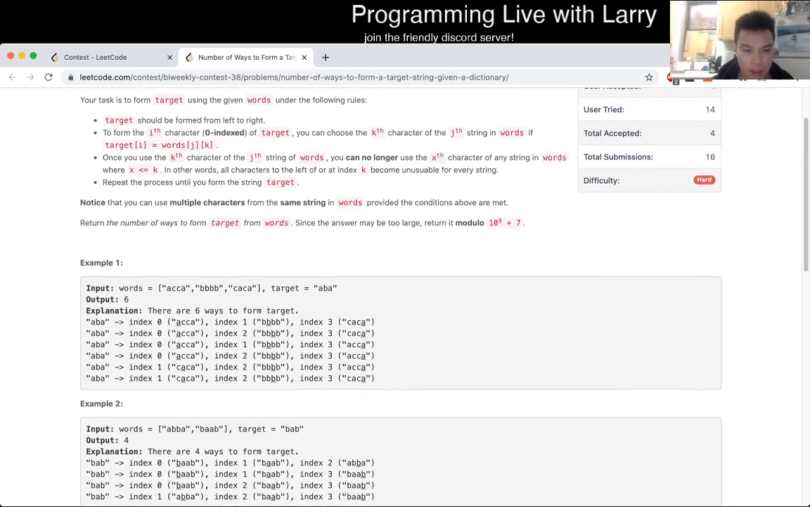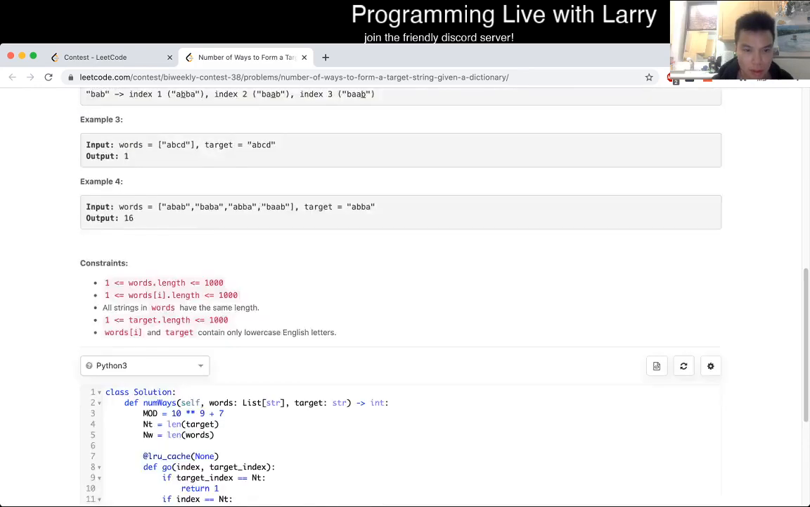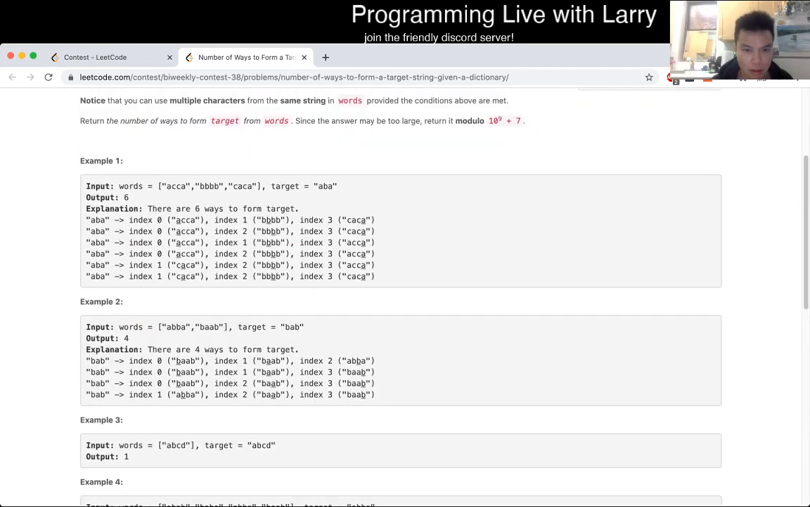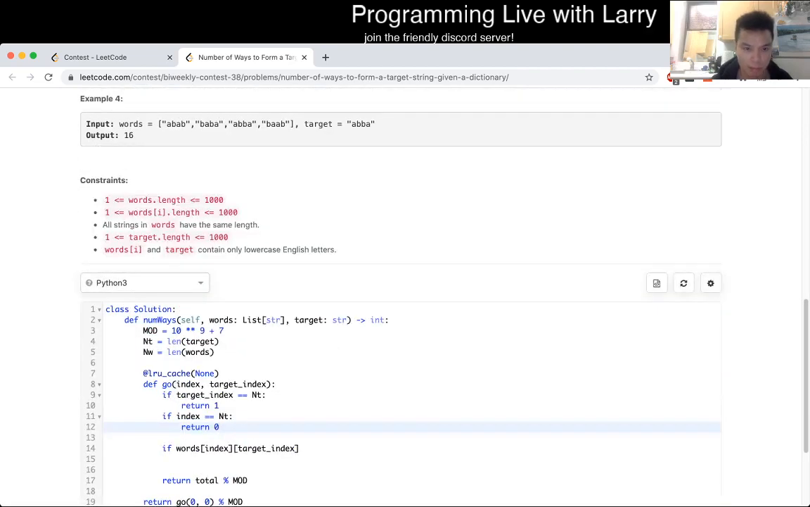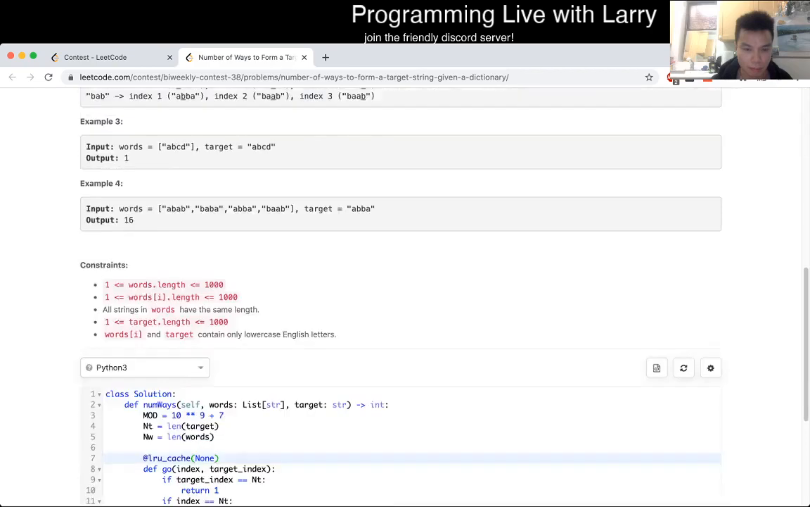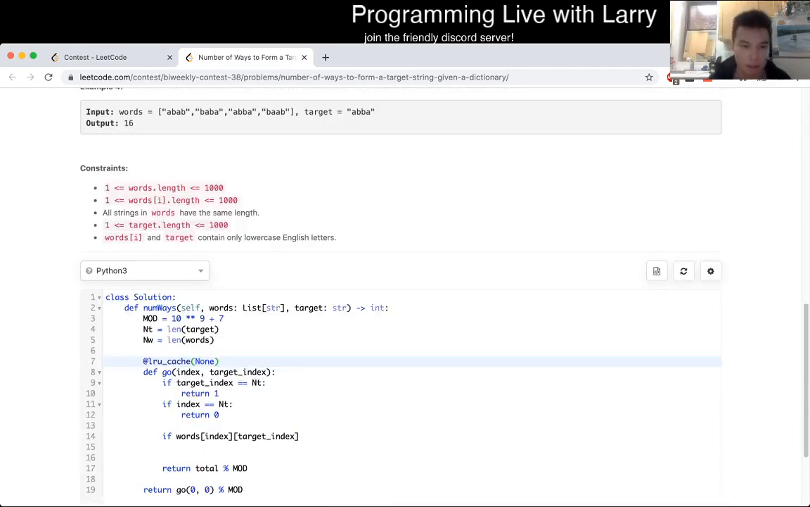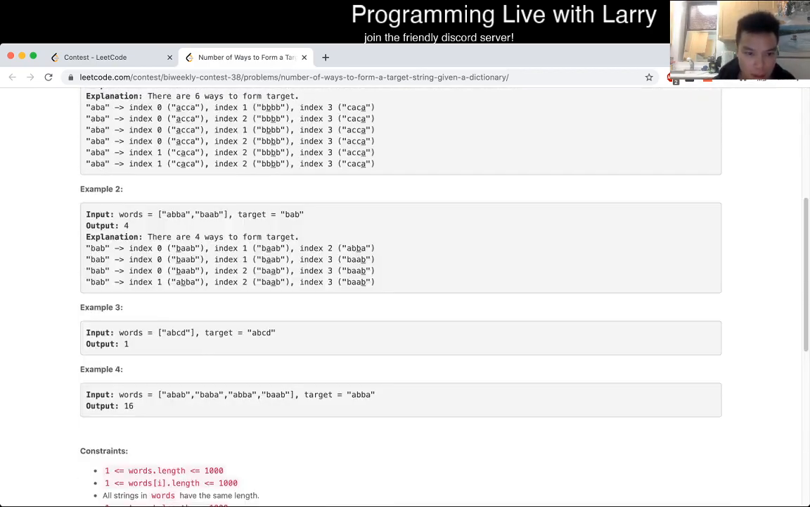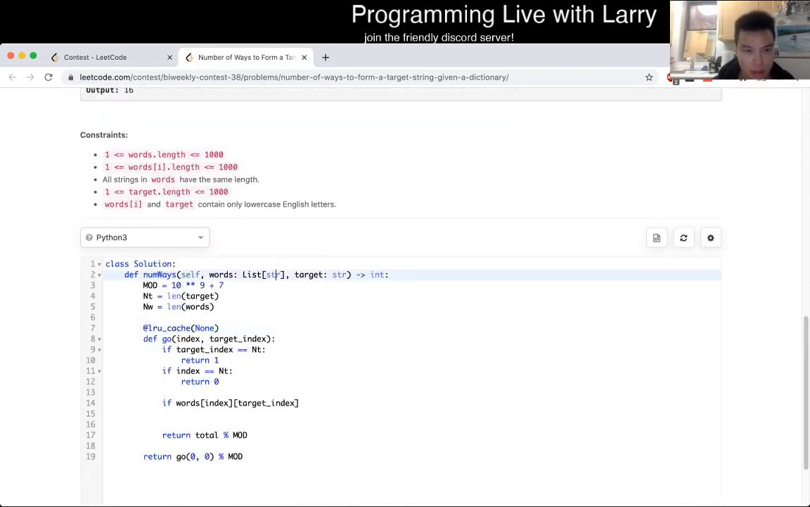Oh, I misread this. Okay. But slow, but I got this.